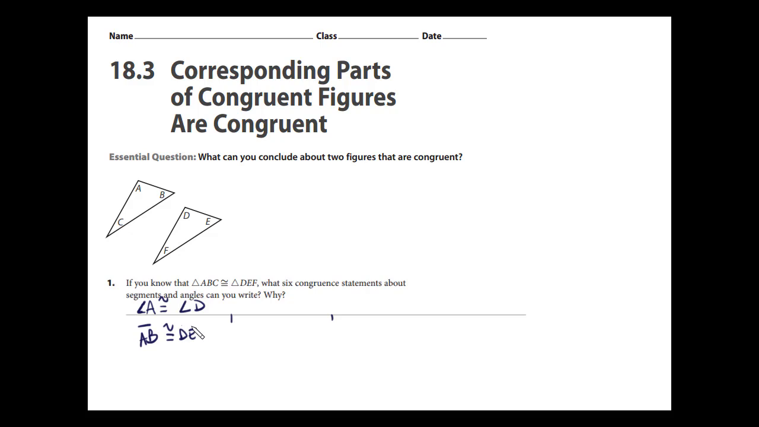Now in this case, the order of the letters is important, because when we want to say corresponding parts are the same, that are congruent, we want to make sure that the points that correspond are in the right order. So if I go AB, then I want to line that up with DE, because if I were to take this triangle up here and slide it down on top, A would be in the same place as D, and B would be in the same place as E.